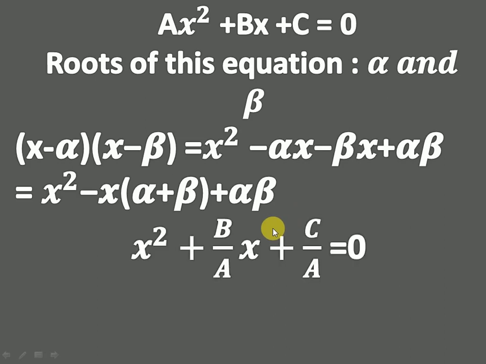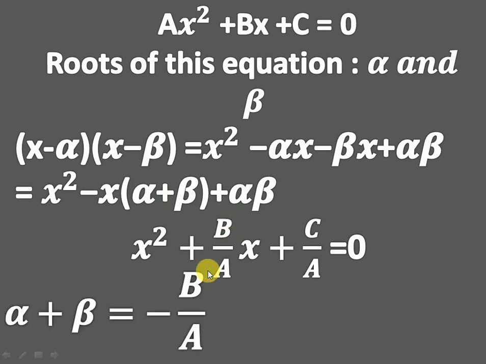Now that the coefficient of x squared is similar, let us compare the coefficient of x and your constant term. Now, the coefficient of x in this equation is negative alpha plus beta. However, the coefficient of x in this equation is b over a. As a result, I can conclude the following: that alpha plus beta is actually equal to negative of b over a.